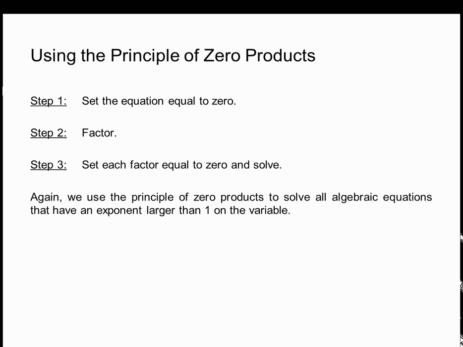Again, we use the principle of zero products to solve all algebraic equations that have an exponent larger than 1 on the variable. So if you see an x squared or an x cubed or something in the equation, you're going to set it equal to 0 and start factoring.